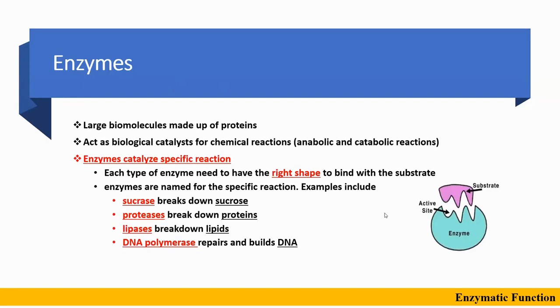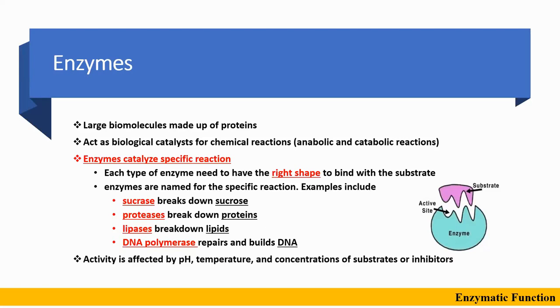Enzymes are usually named for the specific reaction. Examples include sucrase enzymes breaking down sucrose, proteases breaking down proteins. So you can identify the function of the enzyme from the name of the enzyme. It is important to note that the activity of enzyme is affected by pH, temperature, as well as the presence of inhibitors and the concentrations of substrates.